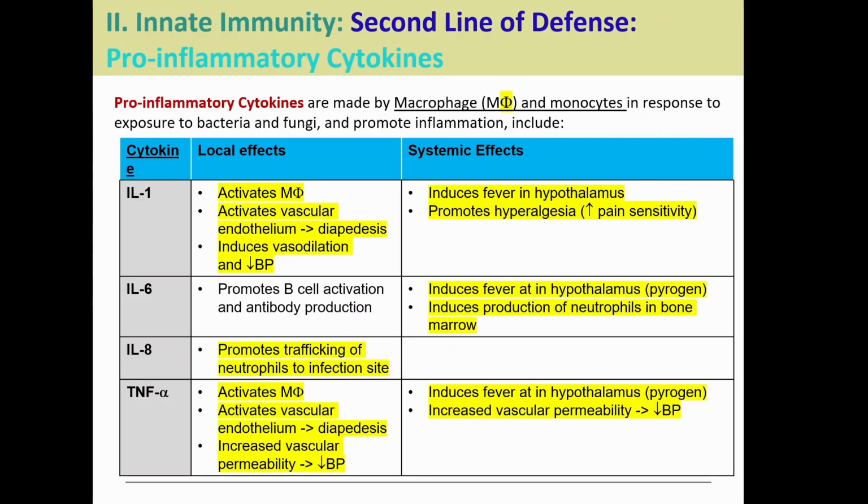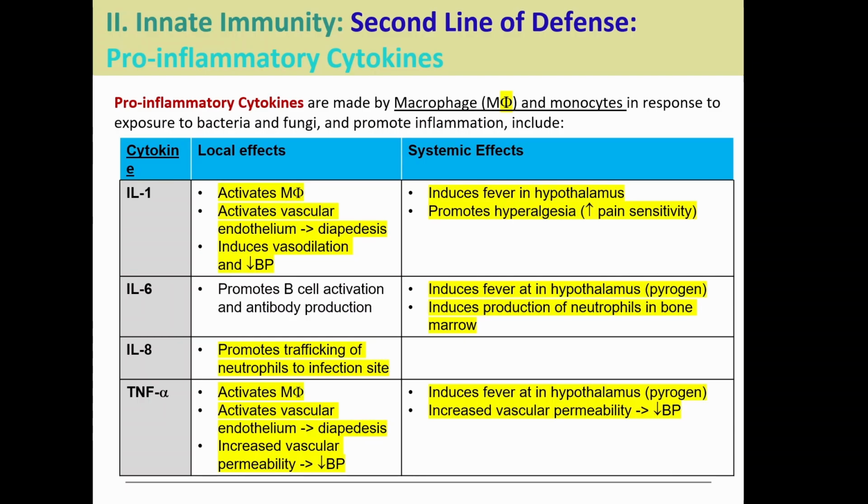Now we're going to get into our interleukins, which are the cytokines. So these are pro-inflammatory cytokines, meaning these ones are going to promote inflammation, right? These are coming from things like macrophages and monocytes. So their job is to make inflammation happen. So interleukin 1, 6, 8, and TNF alpha.